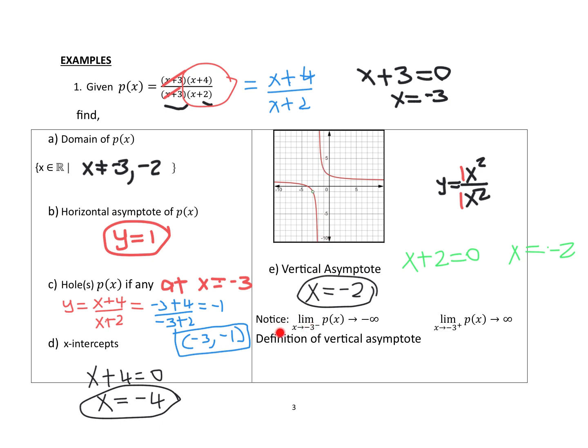And I also want you to see it meets the definition of what an asymptote is. The limit of p of x as x approaches 3 from the left, as you approach 3 from the left, look at the function. It goes to negative infinity. As you approach 3 from the right, what happens to the function? Coming from this direction, p of x in this case approaches infinity.